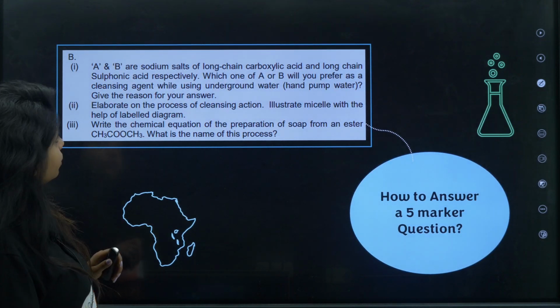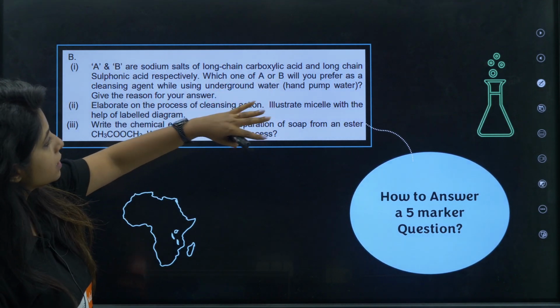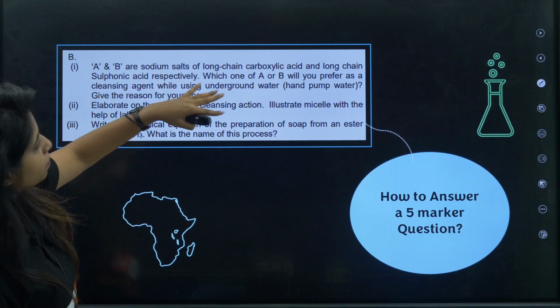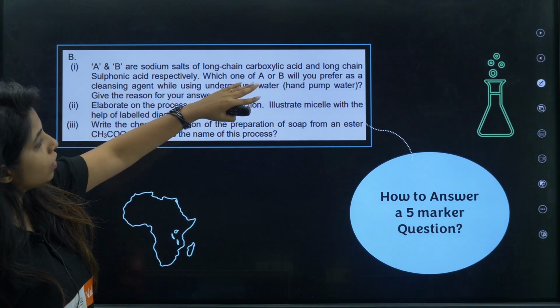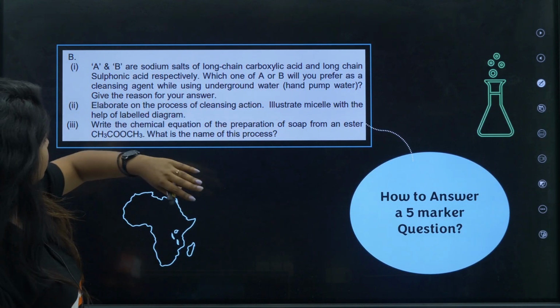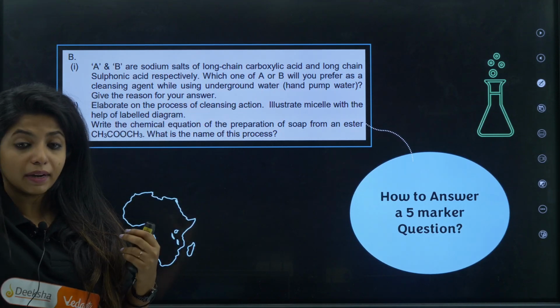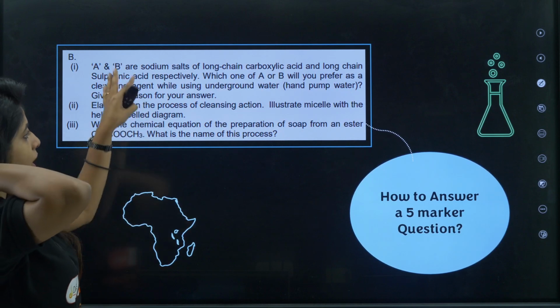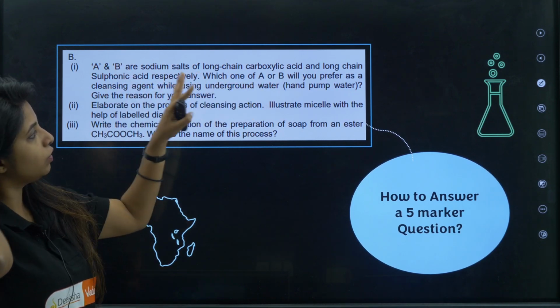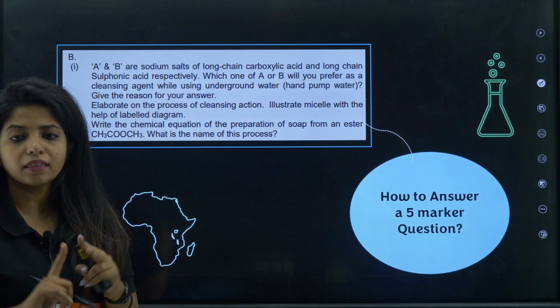So the 5-marker question over here says: A and B are sodium salts of long chain carboxylic acid and long chain sulfonic acid respectively. Okay, which one of A or B will you prefer as a cleansing agent while using underground water? Give the reason for your answer. Now again, you do not know how marks might have been divided, so you tell, okay, which one of them will you prefer and why? You have to tell which one will you prefer and why. That is the simplest thing.